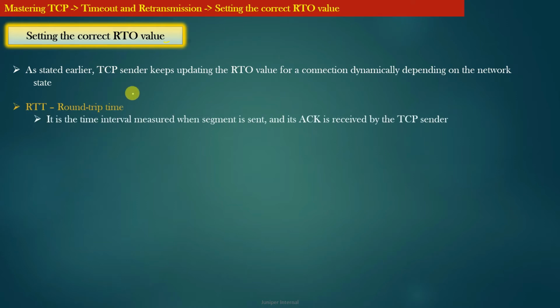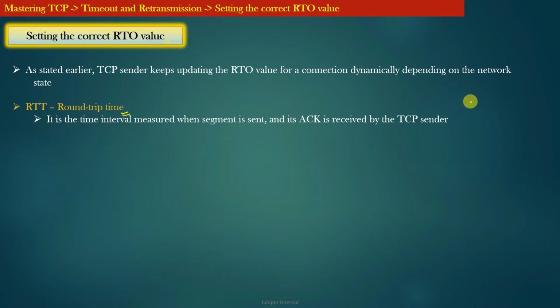Now let us get introduced to a new term called RTT, that is round trip time. It is the time interval measured when a segment is sent and its ACK is received by the TCP sender. So RTT is actually the total time between when the TCP sender sends the data segment into the network and when its ACK is received.